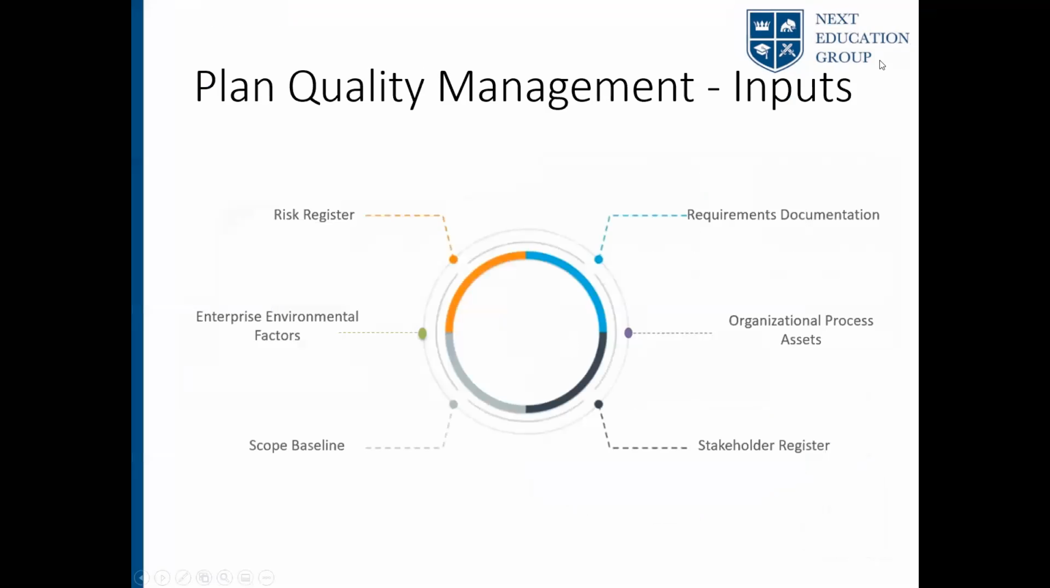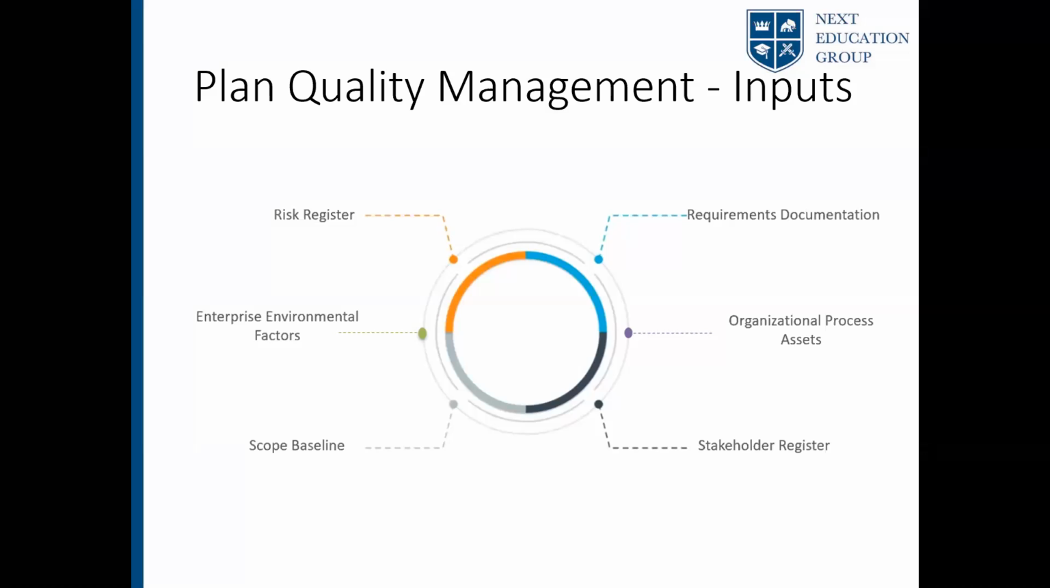So we did not go into detail of inputs, tools and techniques and outputs of other sub-processes, but because of the importance of quality, I've taken some time to go through the inputs, tools and techniques and outputs of each of these three areas: planning, assuring quality, and then finally controlling quality. So when it comes to planning quality management within your project, what are the inputs? You would look at your risk register.